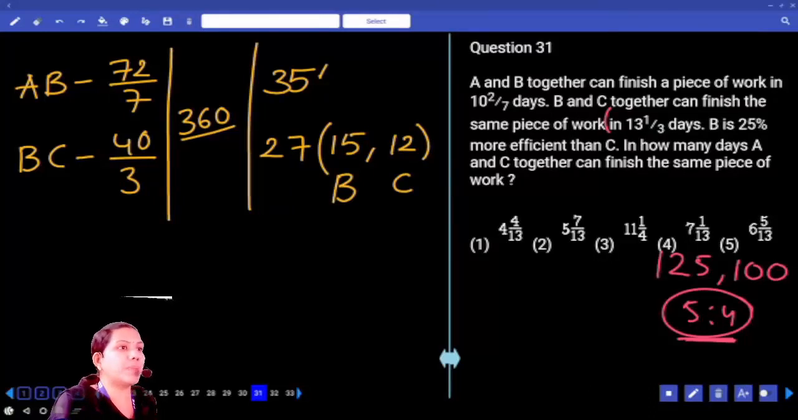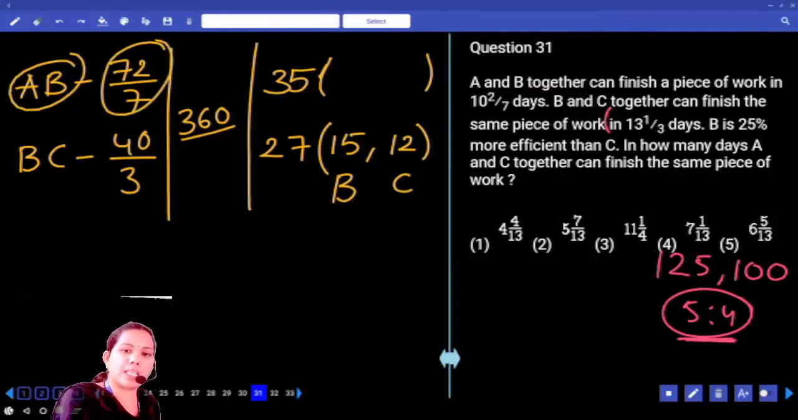And what is the relation between B and C? B is how much percent more compared to C? 25. So finally the ratio is 5 is to 4, 27 is divided in the ratio 5 is to 4, and 15 and 12 are the efficiencies of B and C. What is 35? Efficiency of A and B. Here, this is the number of days, this is total work and 35 is efficiency of A and B.